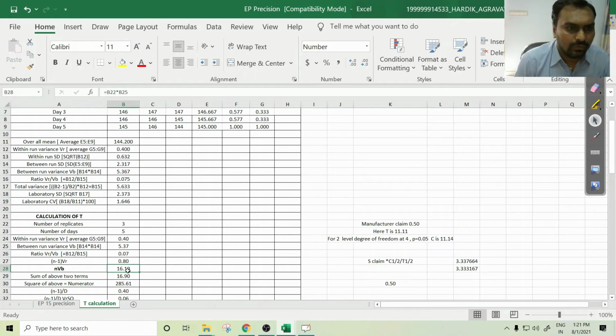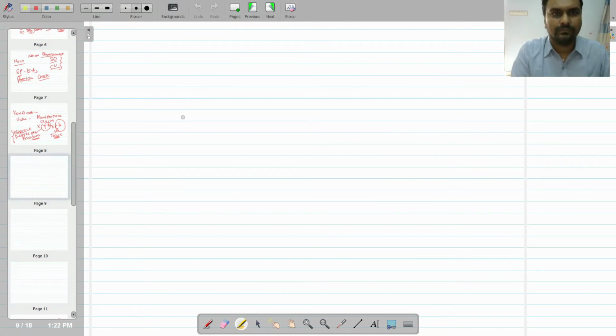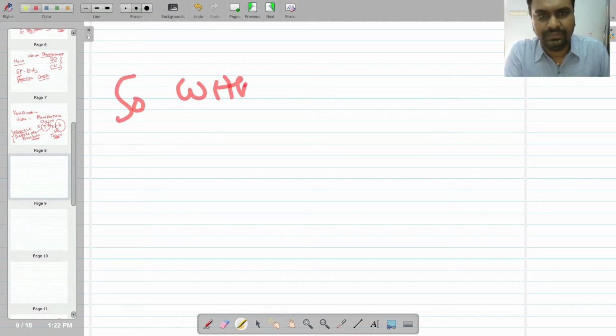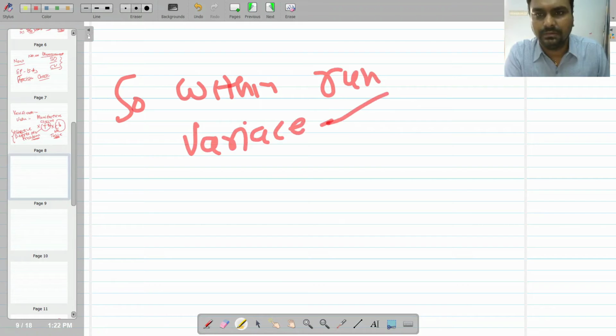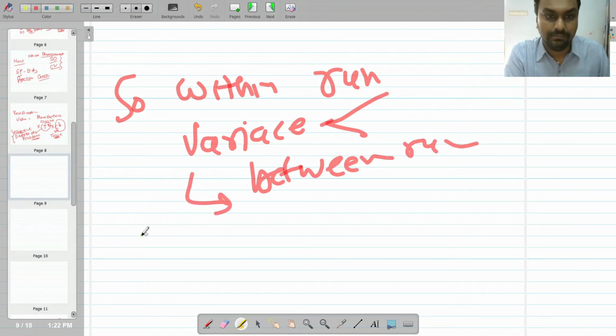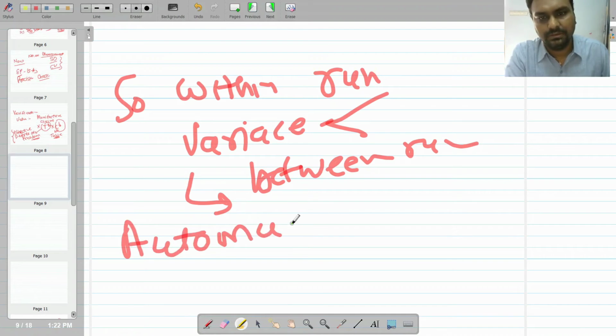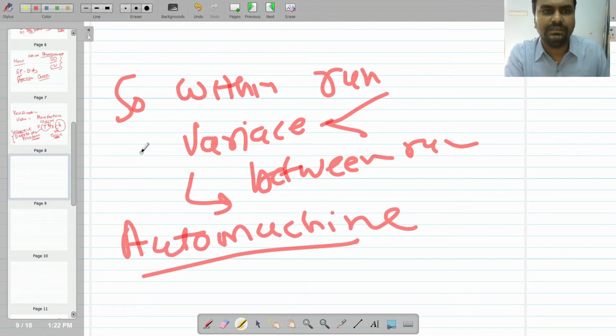Now here within run variance is 0.40 and between run variance is 5.37. Between run variance is higher. So in which condition will it be seen? Within run variance is lower than the between run variance. That means it may be an automated machine where within run variance is very low. Suppose we have run the test.